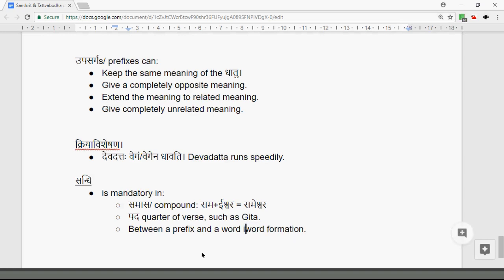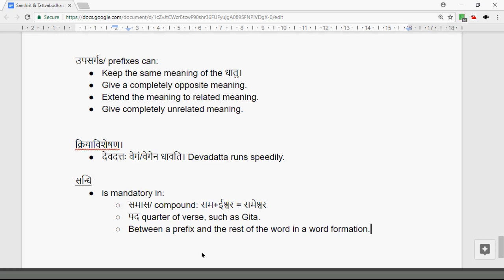So in word formation, between a prefix and the rest of the word, what is called an anga, there also sandhi is mandatory.